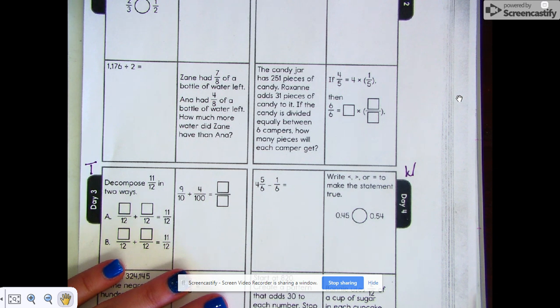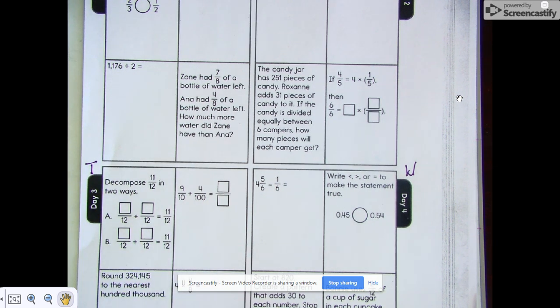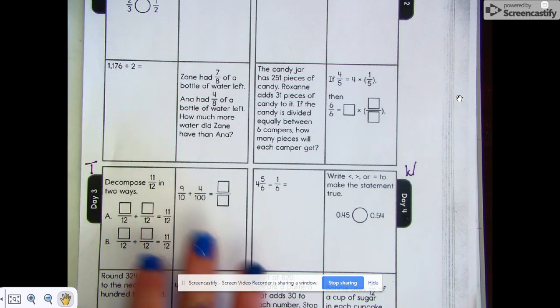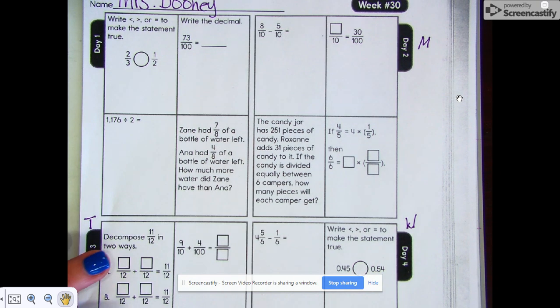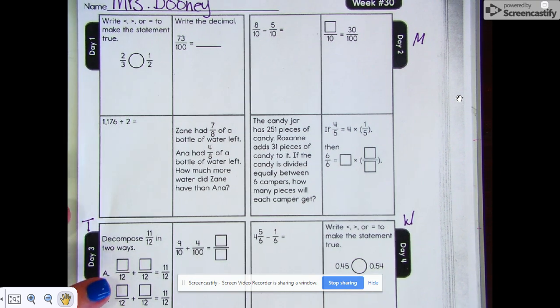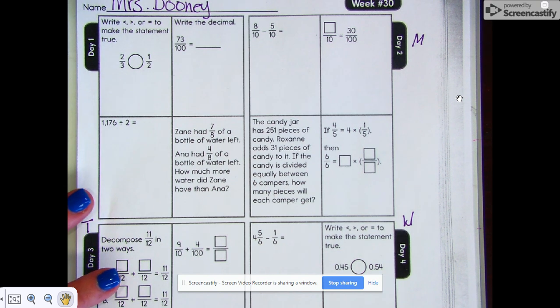On Thursday when they come back, I'll share with them the types of questions that will be on their test on Friday. So I just kind of wanted to go ahead and give you a heads up on how to answer some of these questions, because you know sometimes when we don't use it, we lose it. And I wanted to show you how Mrs. Reeves is expecting the children to work through some of these problems.